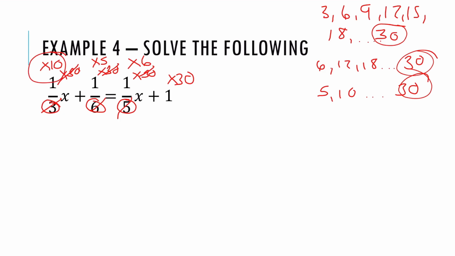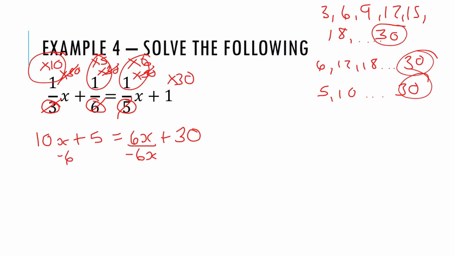10 times 1 is 10x. 5 times 1 is 5. 6 times 1 gives me 6x, plus 1 times 30 is 30. I'm now looking at equations where the x is on both sides. So I want to try and get the 6x to the other side to get it away. So I'm going to subtract 6x from both sides. That leaves me with 10x minus 6x is 4x plus 5 equals 30.